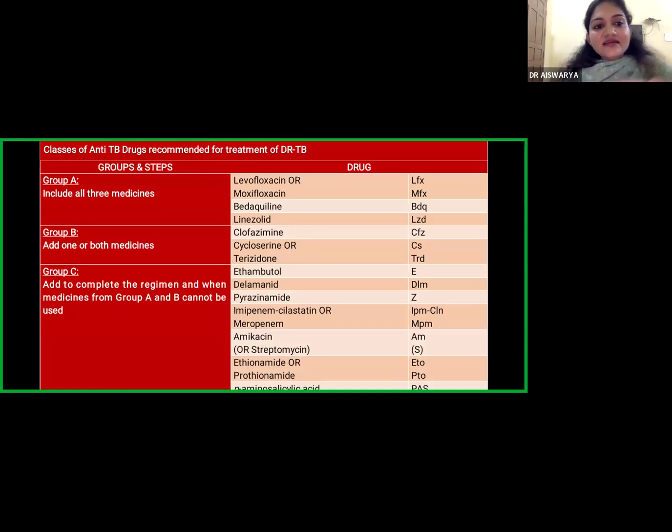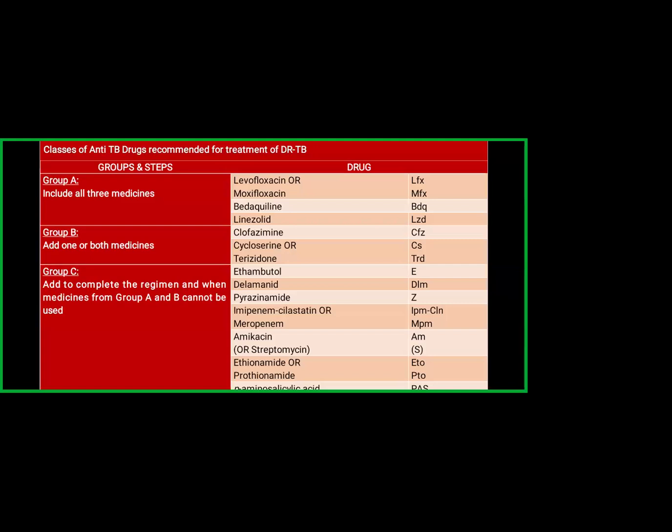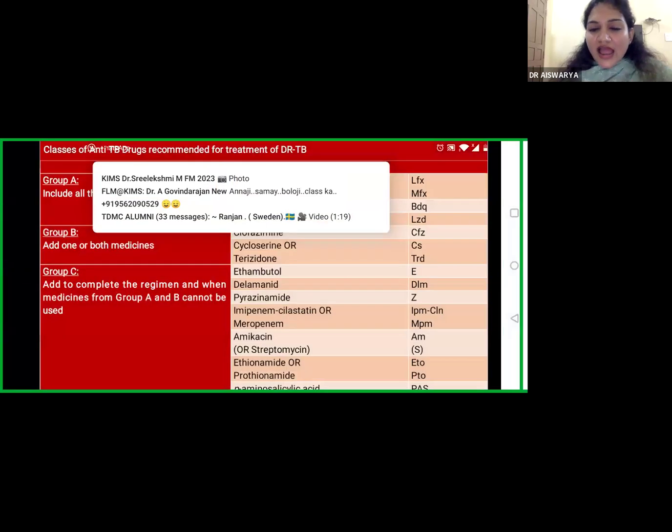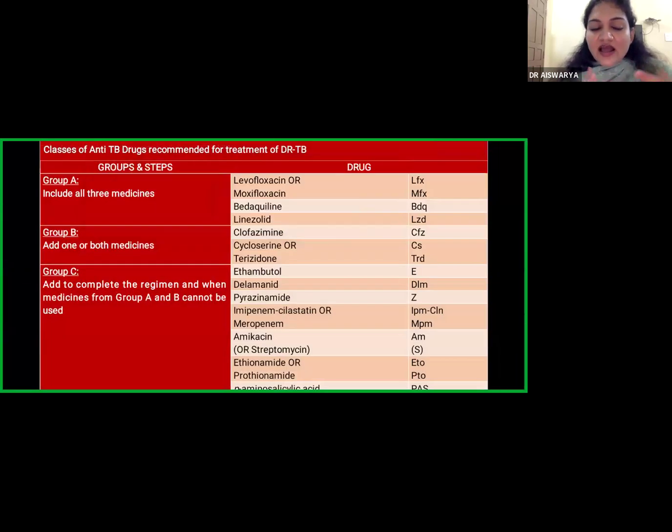Yeah, there is a various group of drugs available for treating drug-resistant TB. There are 3 groups: group A, group B, and group C. We'll include all 3 medicines from group A, 1 or both medicines from group B, and group C regimen is added when we can't add both group A or group B medicines. That's how we will formulate the drug-resistant TB regimen.